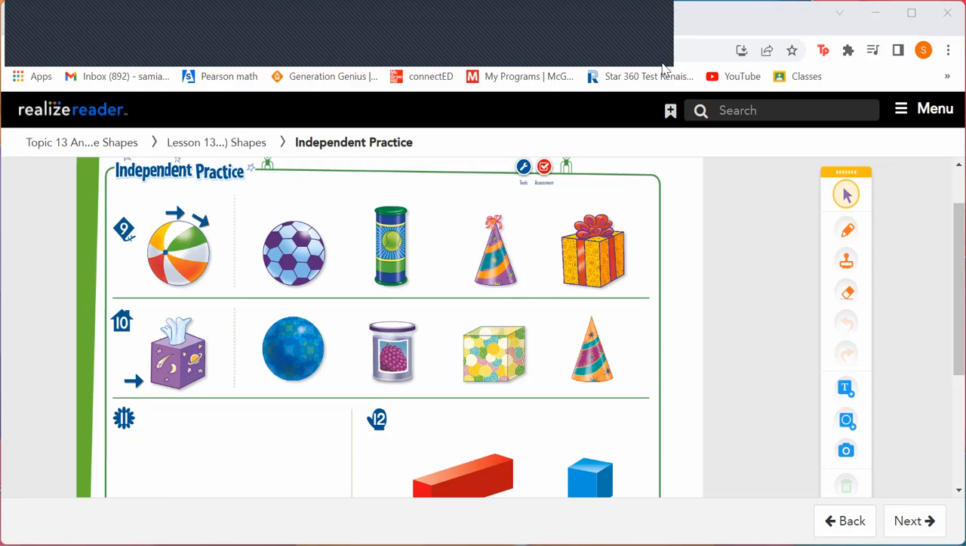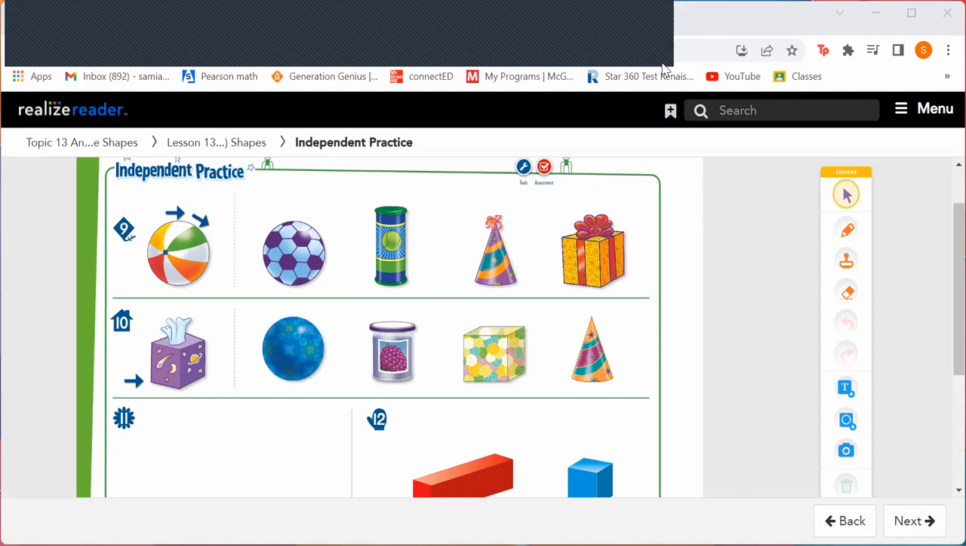Okay, this is our independent practice that you will do independently on your own. So for number 9, you're going to look at the rolling object on the left and then draw a circle around the other objects that roll. For number 10, you are going to look at the sliding object on the left and then draw a circle around the other objects that slide. For number 11, you are going to draw 2 solid figures that can stack onto each other.